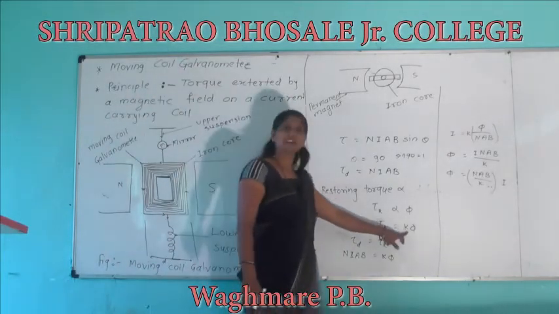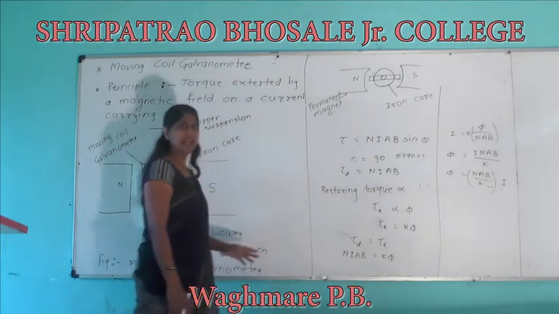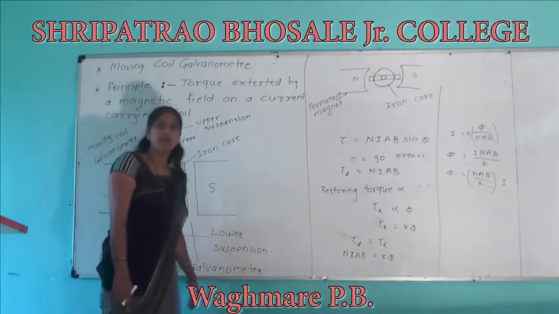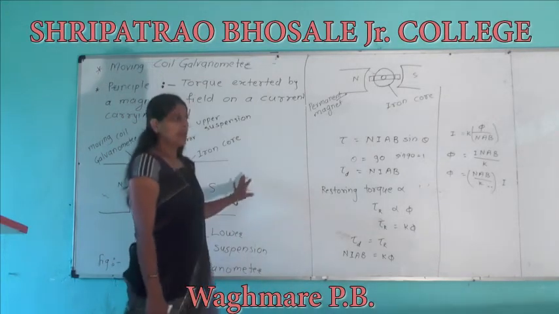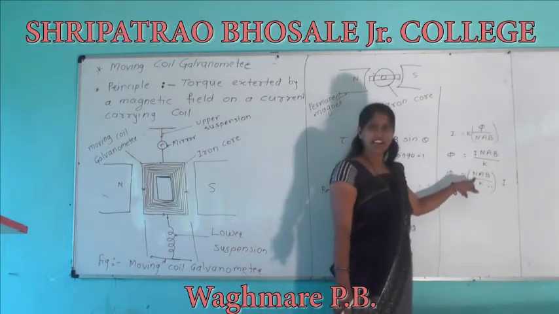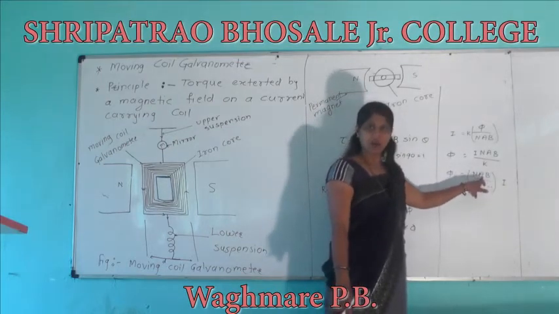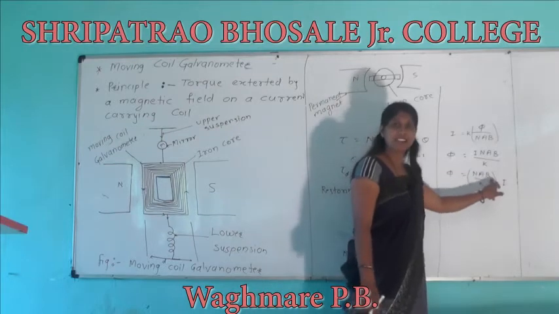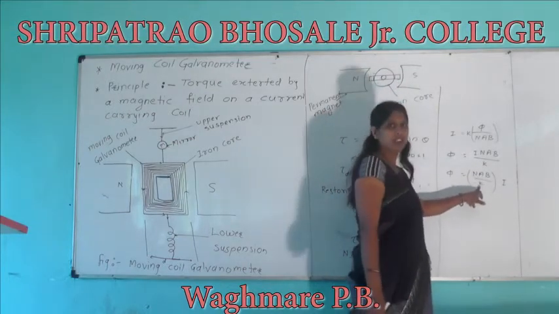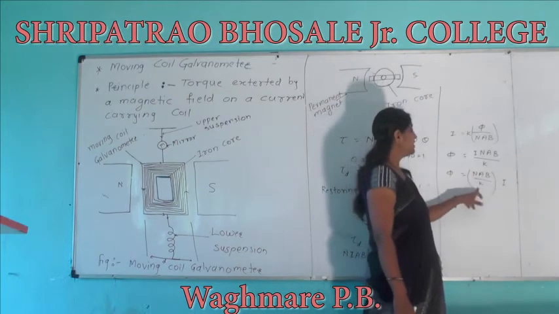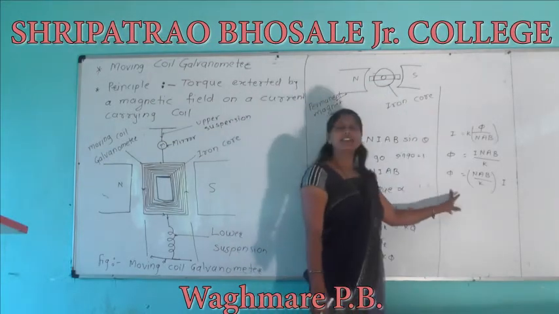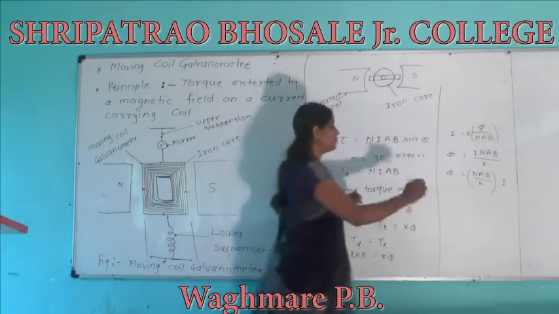Here K is the twist constant of the coil, and that depends upon the material which is used in the coil. Now, from this equation, if the number of turns is unchanged, the area of the coil and the magnetic field remain the same, then the twist constant also remains unchanged, and phi is directly proportional to the current. That is, the deflection in the coil is directly proportional to the current.